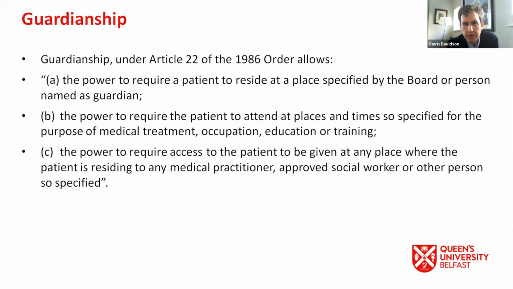Just to mention a few other things which are of less direct relevance to your role as relevant social worker, but just to remind you of them. Under the 86 order, there's still a possibility of guardianship. So that can be community powers to require a person to reside in a specific place, or to attend places and times for treatment, occupation, education or training, and or to require that they allow access. It's usually by the relevant team involved.